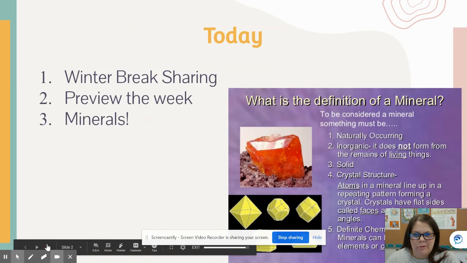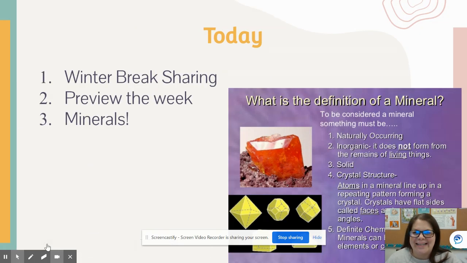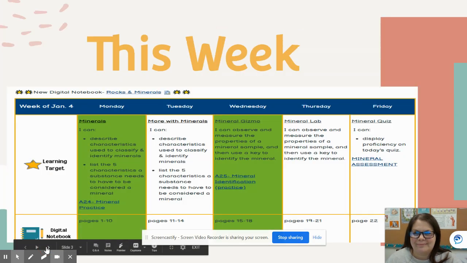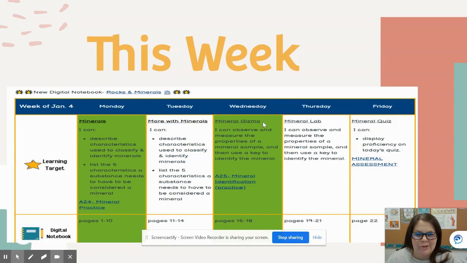Today we will do some winter break sharing in class, or we did. We will preview the week and we'll look at minerals. This week, it's all about minerals. So today we'll talk about minerals. Tomorrow is more about minerals. Wednesday, we'll do a virtual identification Gizmo. Thursday is a lab. We would normally do that hands-on, we'll do it virtually with some videos. And then Friday, I'll take a little mineral quiz.